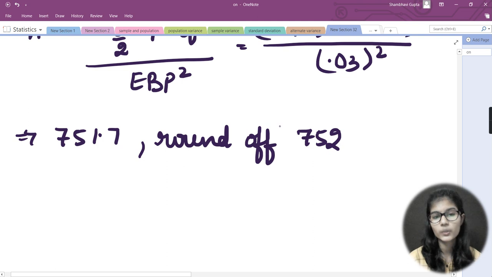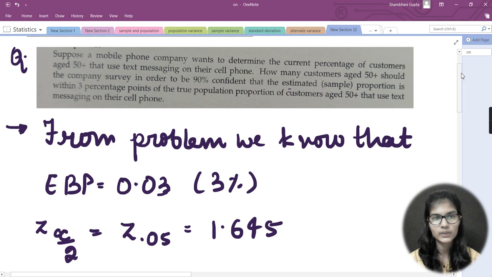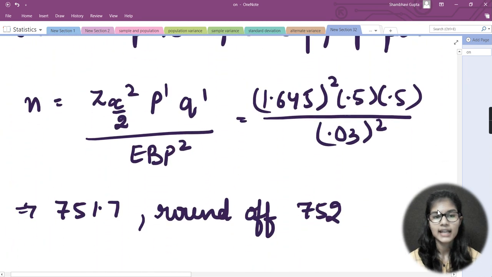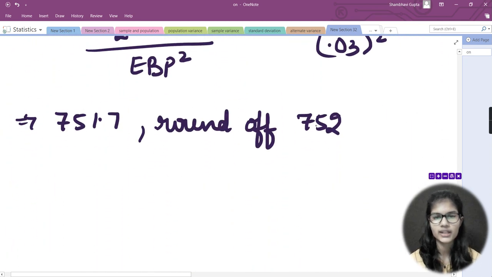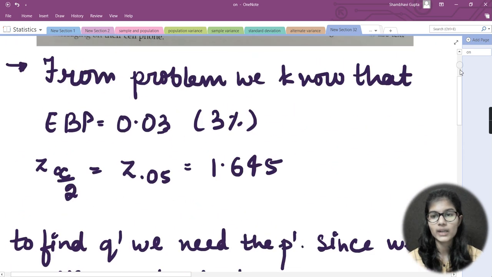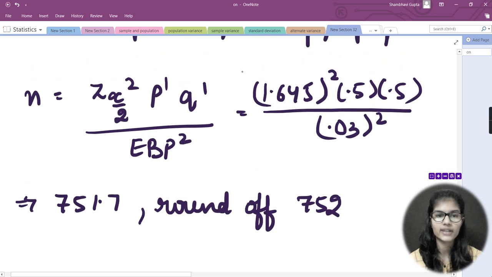I hope I made this very clear to you, if you get a question for finding the sample size n, how you will do that. Here I have found the sample size, and that is 752, rounding off the 751.7 value. This is the formula which we apply for finding n: n is equal to z alpha by 2 whole square, p dash multiplied by q dash, divided by EBP whole square.